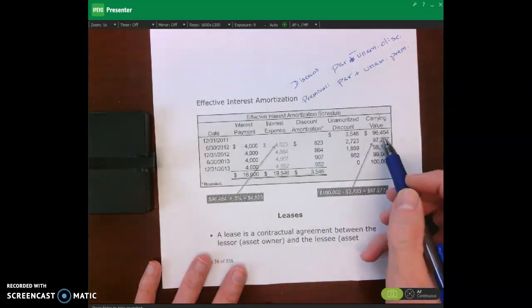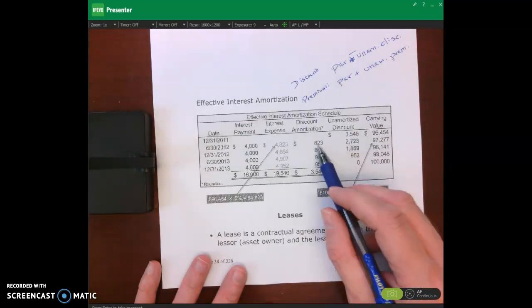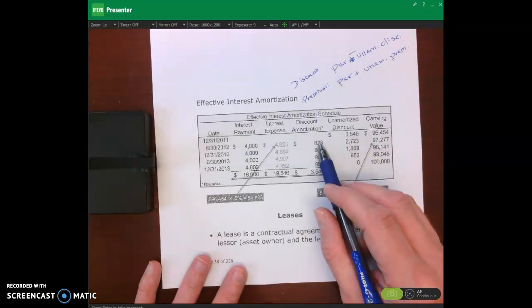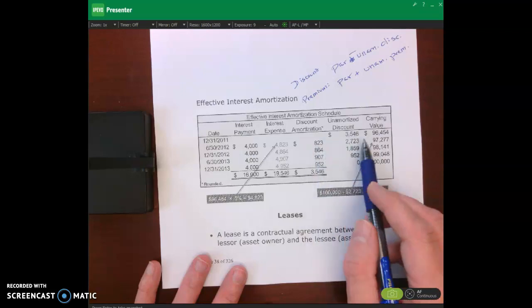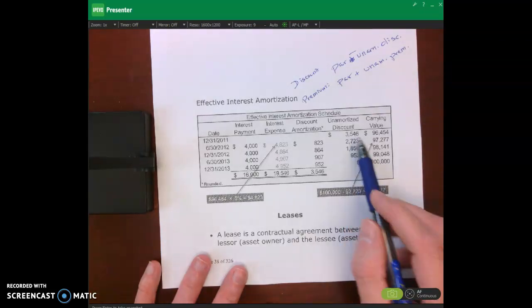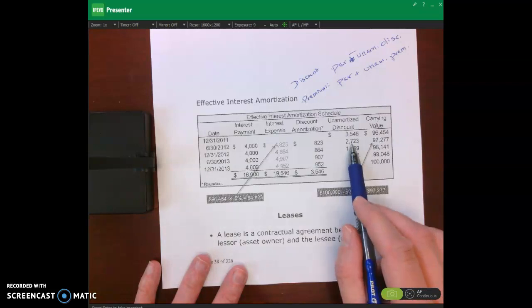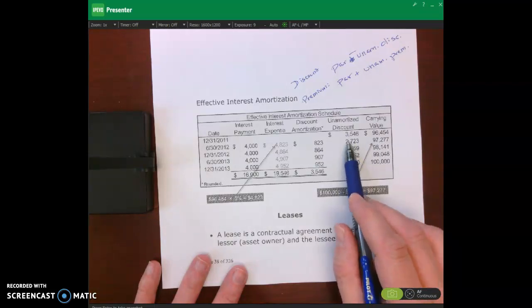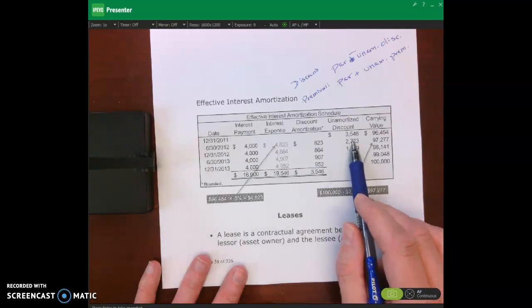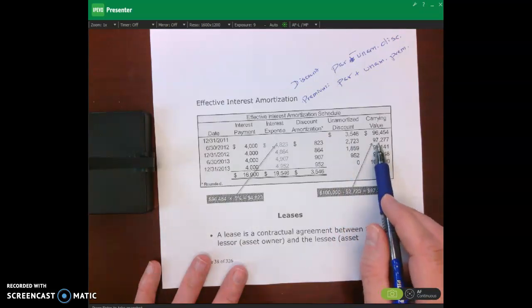So if we look over here, we decrease the unamortized discount by $823, which means now the unamortized discount is $2,723. How did we get this number? We take that $100,000 minus our unamortized discount. So the unamortized discount is smaller. That gives us the carrying value.